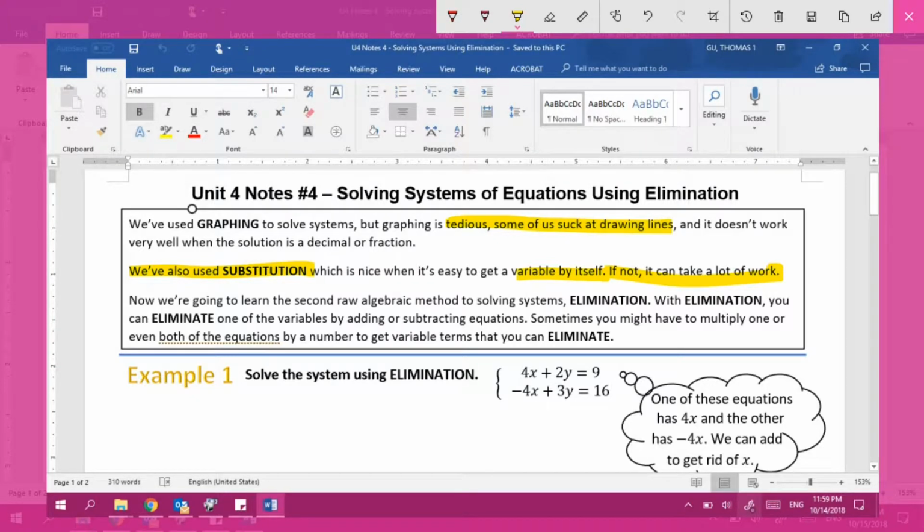So now we're going to learn the second algebraic method, but third method overall to solve systems, and it's called elimination. With elimination, we can eliminate one of the variables by adding or subtracting whole equations. Sometimes you have to multiply one or even both of the equations by a number to get variable terms that you can eliminate. The best way to demonstrate this is with some examples. So let's go into example number 1.